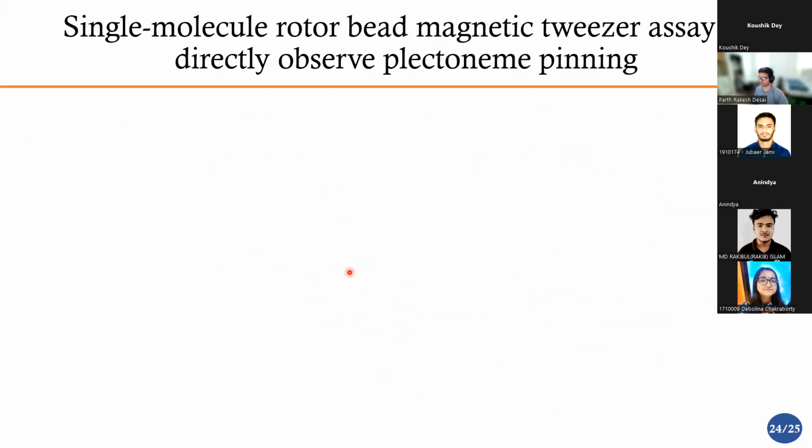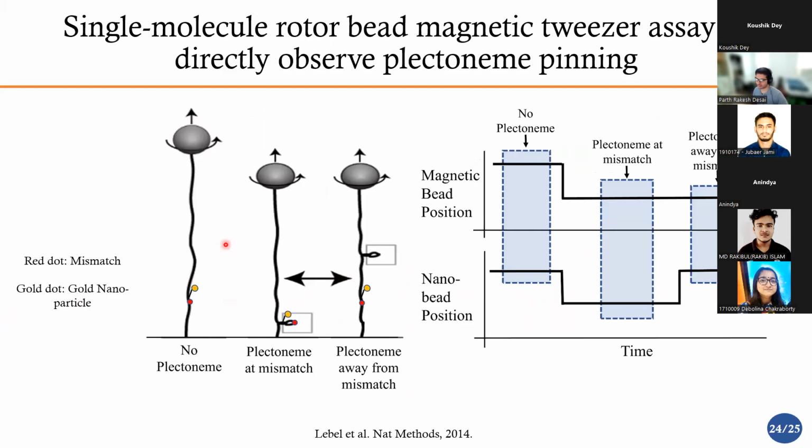And then finally, to experimentally verify all our simulation work, we are working on a new experimental assay. Whereas before in the single molecule magnetic tweezer you only had the mismatch, we now introduce a gold nanoparticle next to the mismatch. So now, as you supercoil the DNA, you can observe not only the location of this giant magnetic bead, but also the location of this small gold nanoparticle. Using these two, you can directly observe whether the plectoneme is pinned at the mismatch, whereas before you only had to infer it from the data.